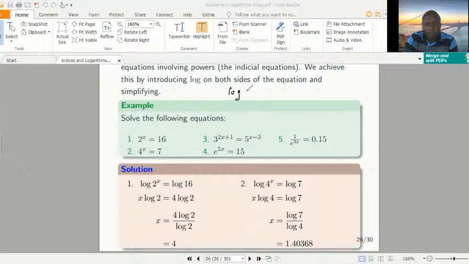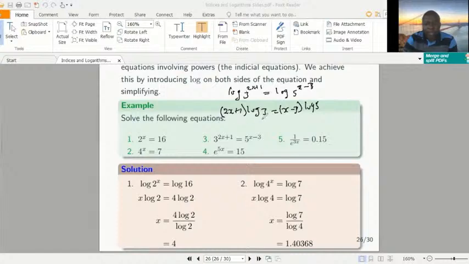Log of 3 raised to 2x plus 1 is equal to log of 5x minus 3. Then these ones can be taken to the other side: 2x plus 1 log of 3 is equal to x minus 3 log of 5. This one side in brackets, this one side in brackets.